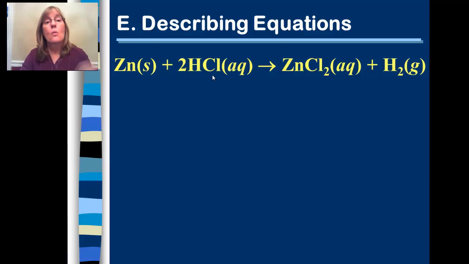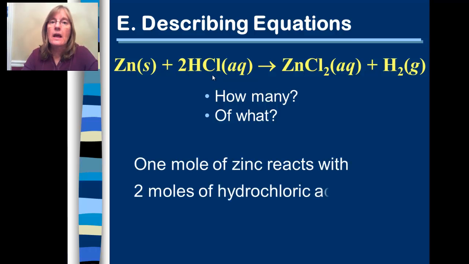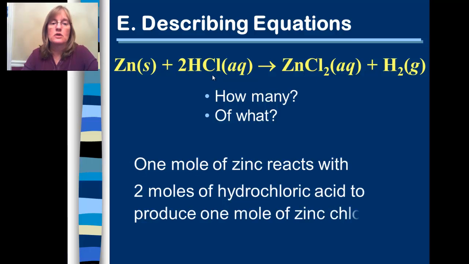Okay, we're back. What you should have said is 1 mole of zinc plus 2 moles of hydrochloric acid. You need to remember the naming from the last unit. Yields 1 mole of zinc chloride plus 1 mole of hydrogen. Tells us how many and of what. And again, here it is written out so you can see what you should be saying.